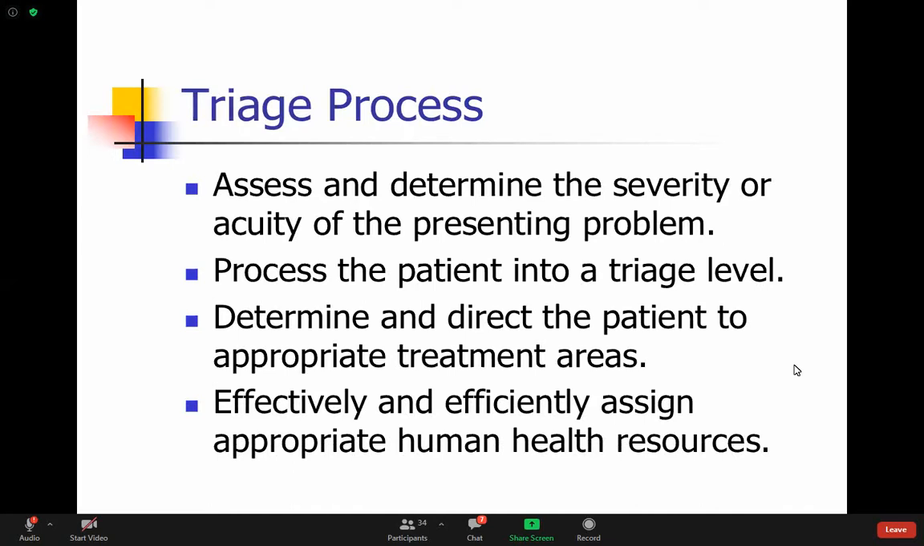Effectively and efficiently assign appropriate human health resources. So human health resources, basically the nurses, the physicians, and if you're an emergency chief or chairman, you're going to have to decide about which area needs to be staffed by more nurses or less nurses.